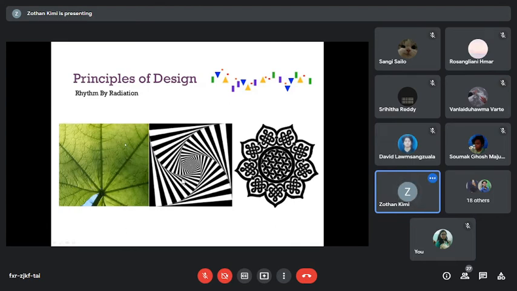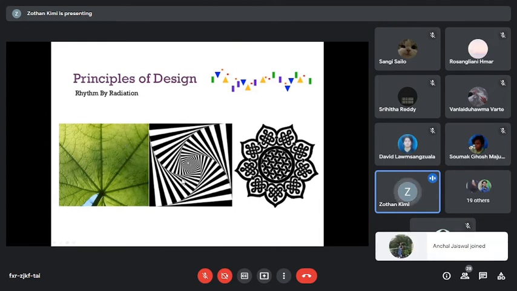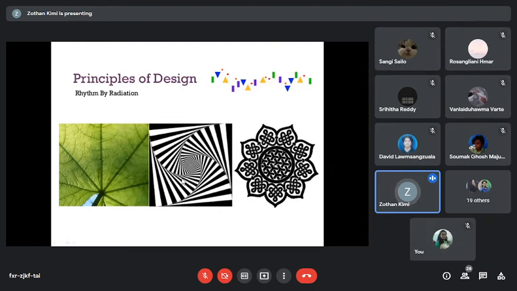All right, so again, this doodle, and this one is also an example, the last picture. So they are related to each other basically. This is also rhythm by radiation. It is also radial symmetry. The last picture that we see here is both an example of rhythm by radiation as well as radial symmetry.